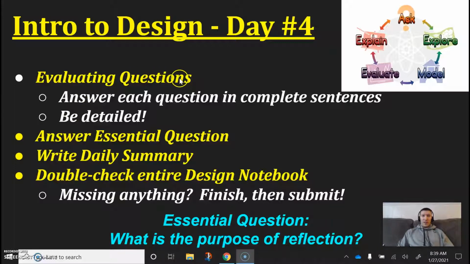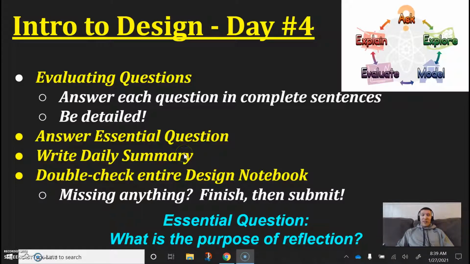So as you can see today, you are going to answer the evaluating questions in your design notebook. And for that, remember to use complete sentences, be detailed, and talk about what we've done in class in your answers. Then at the end, you'll answer your essential question and daily summary per usual.